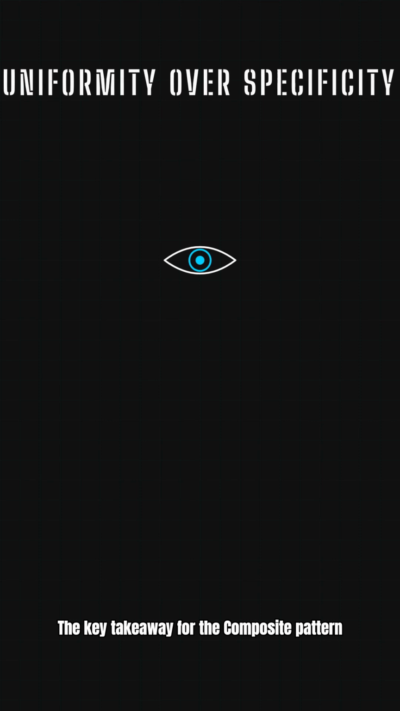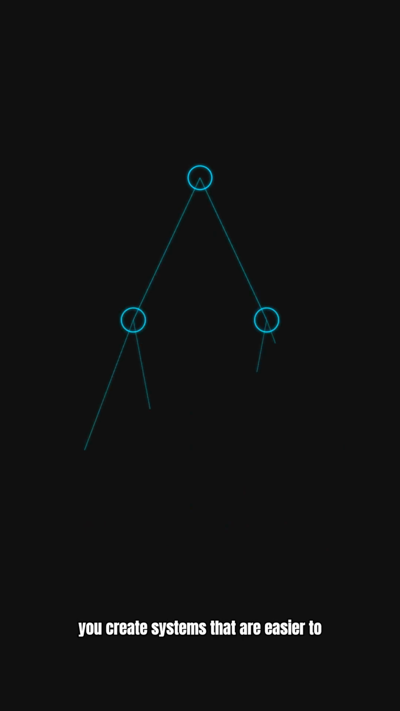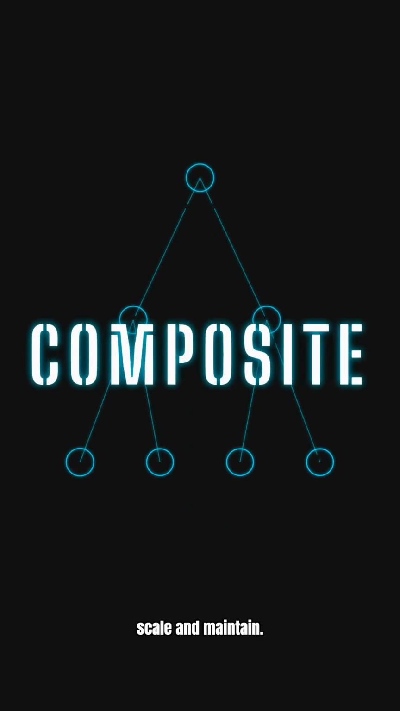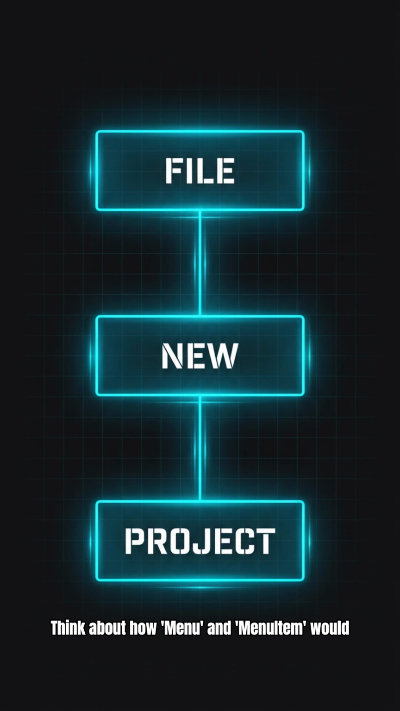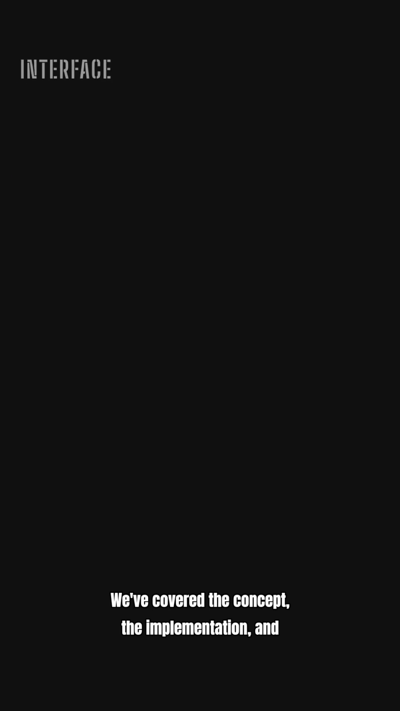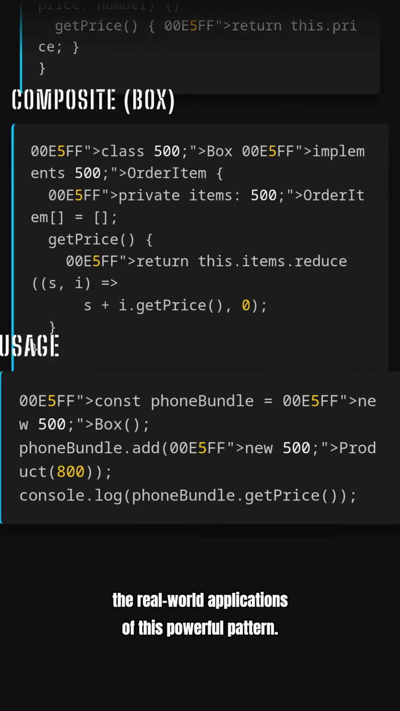The key takeaway for the composite pattern is prioritizing uniformity over specificity. By treating groups and individuals the same, you create systems that are easier to scale and maintain. Here's a challenge for you. Try building a nested menu system using this pattern today. Think about how menu and menu item would share a common interface. It's great practice. We've covered the concept, the implementation, and the real-world applications of this powerful pattern.